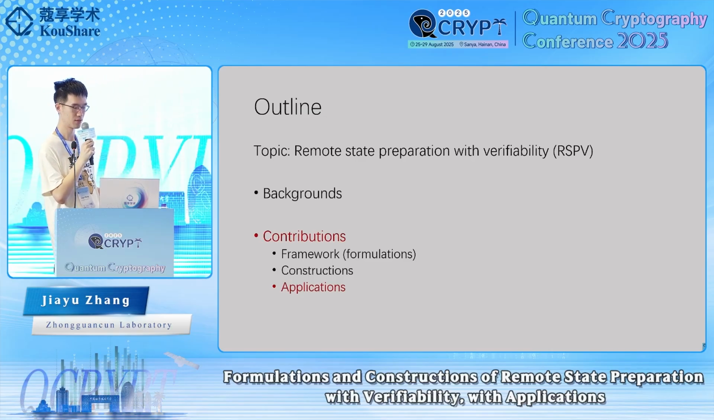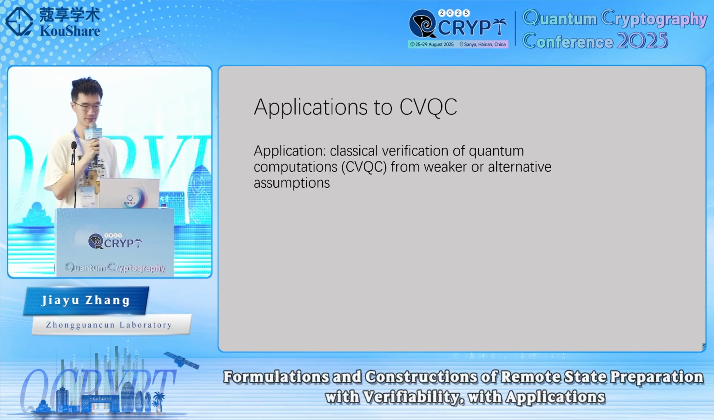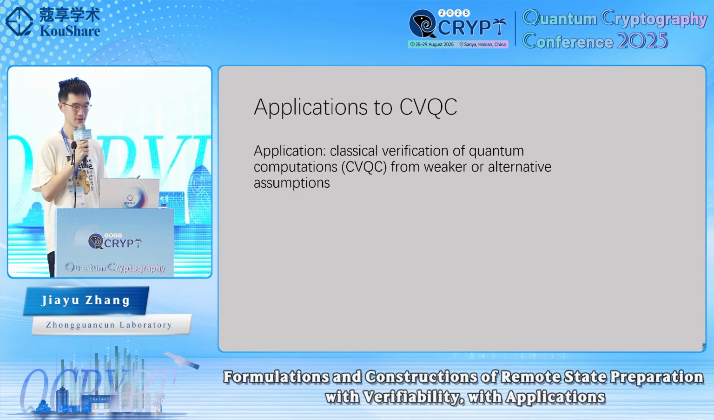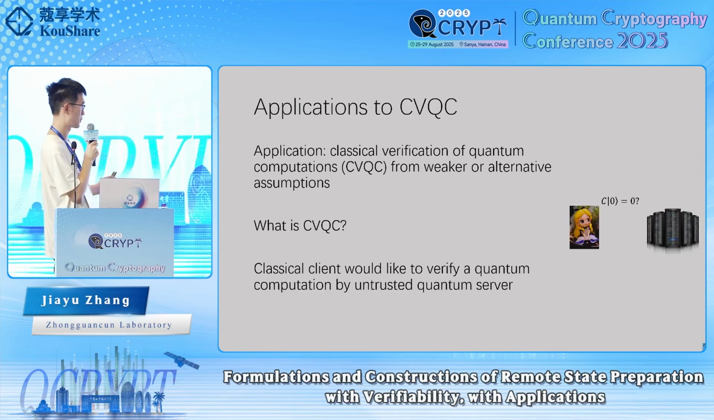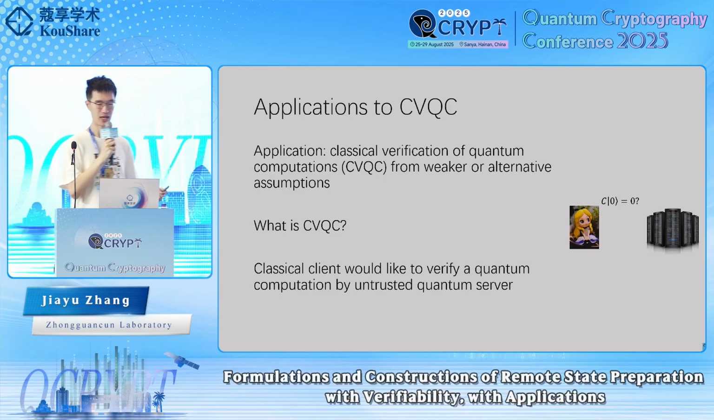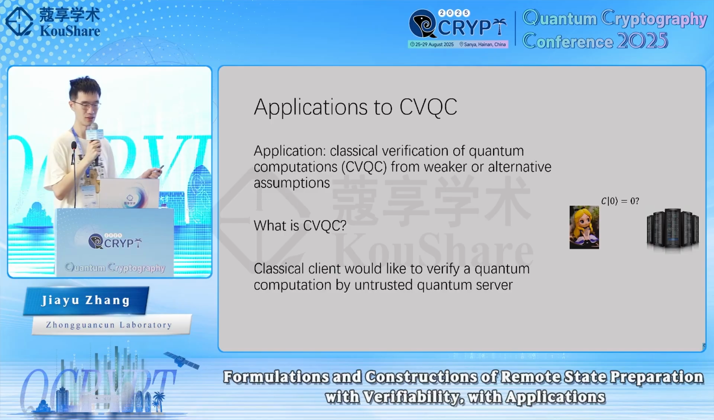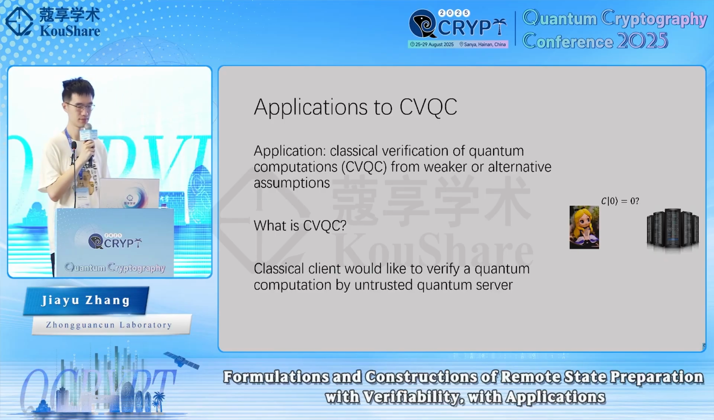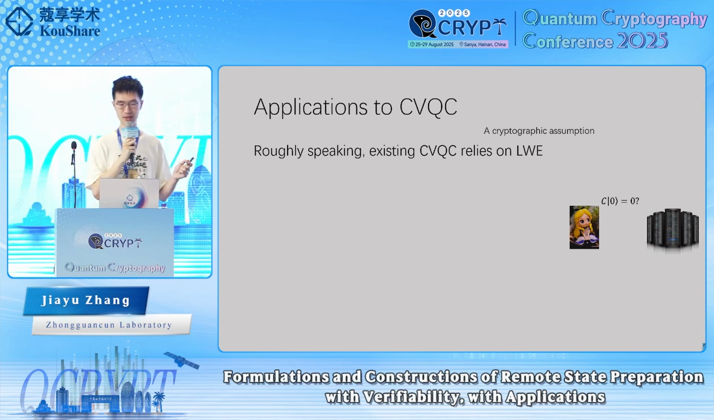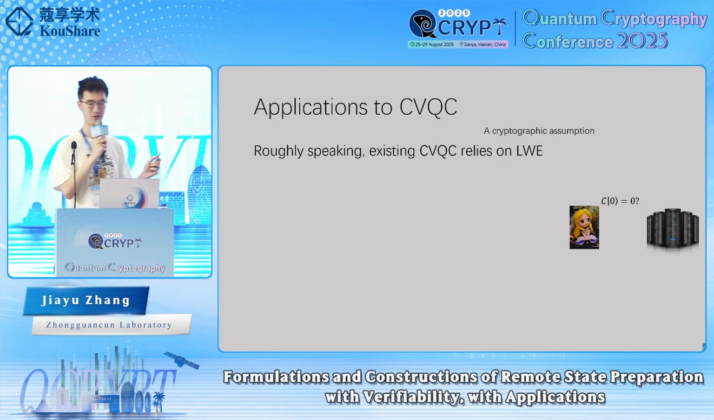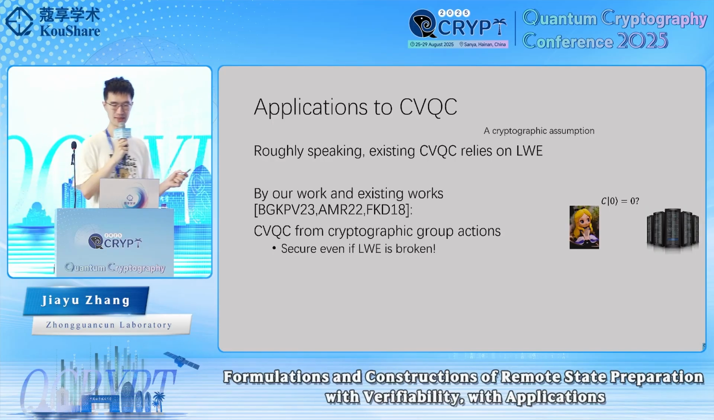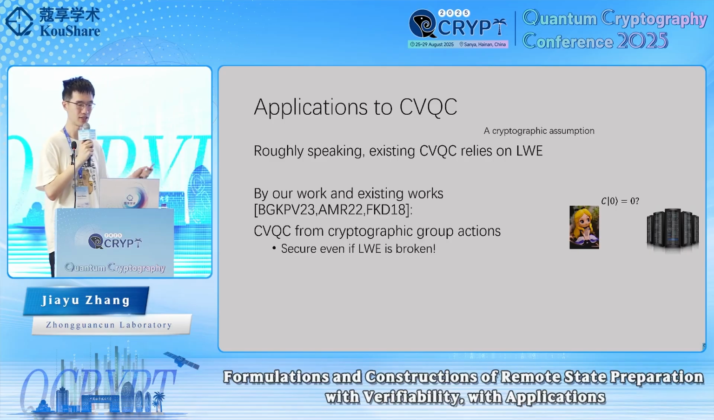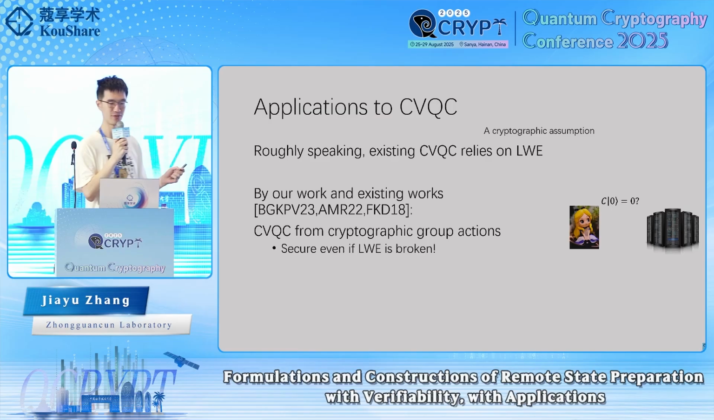So we also apply our results to the classical verification of quantum computation problem. We construct CVQC from weaker alternative assumptions. So what is CVQC? This is another important primitive in quantum cryptography. In this problem, the client would like to ask the server to perform some quantum computation for it, but the server's output is not trusted. So the client would like to use a cryptographic protocol to verify the output of these quantum circuits. Roughly speaking, existing CVQC relies on learning with errors assumptions, which is a cryptographic assumption. This is good, but we still want something better. By our work, we construct CVQC from alternative assumptions, called cryptographic group actions, which stay secure even if LWE is broken.